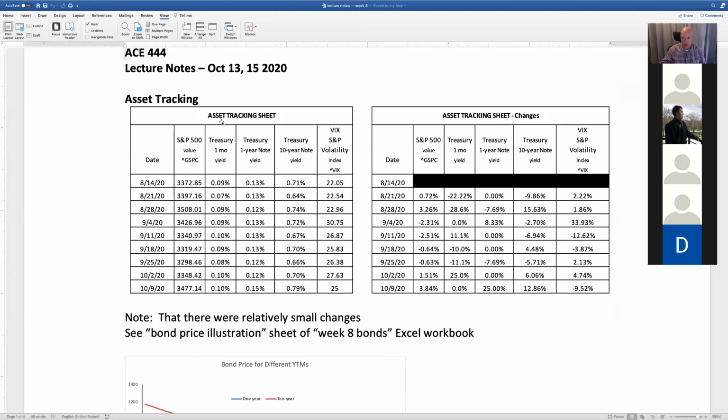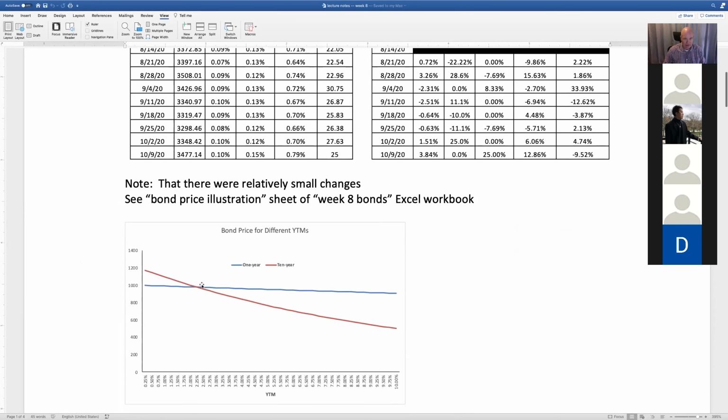I'm now going to go to our class outline. Here is what we're looking at today. Our outline today is asset tracking first. Homework 2 we'll do. And then we will come back and do some more bond pricing material. So let me start here with our asset tracking.